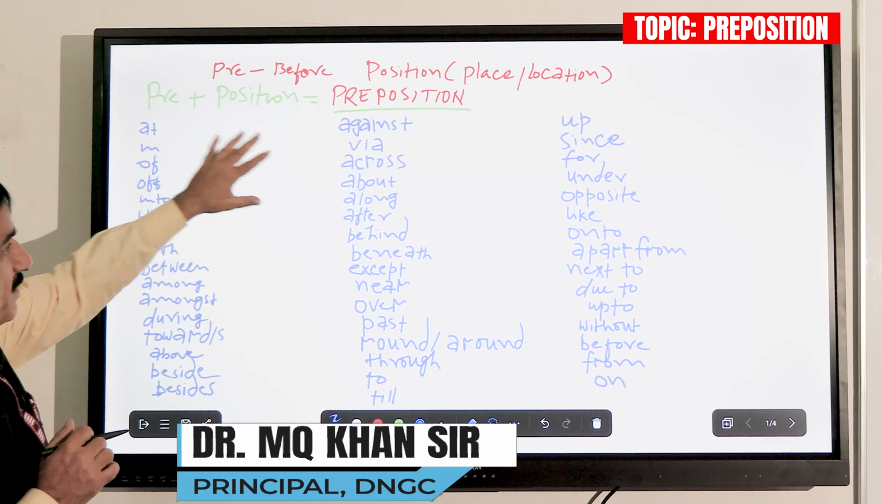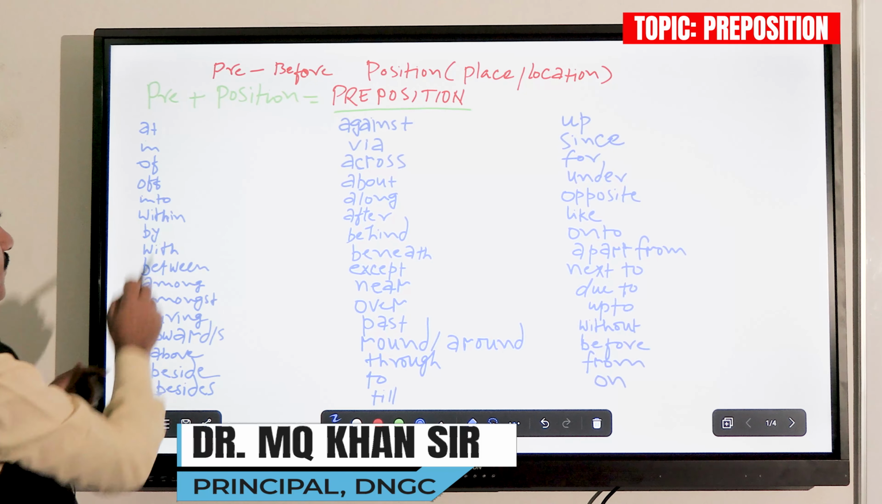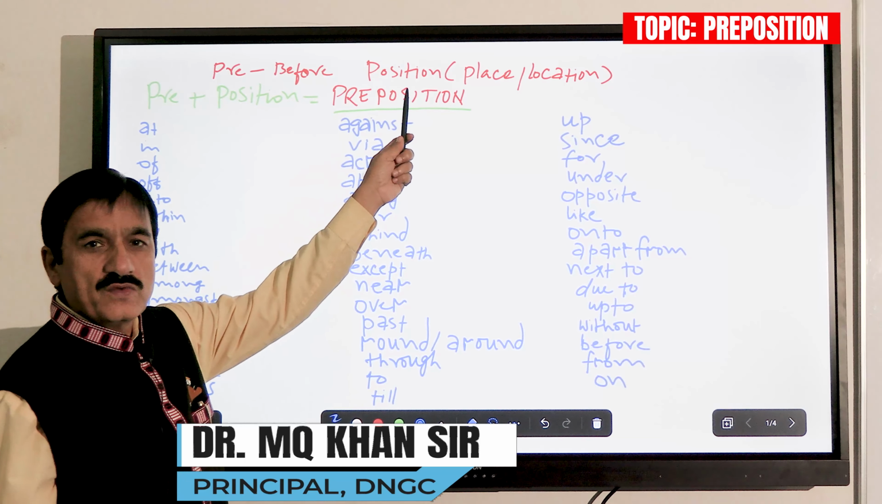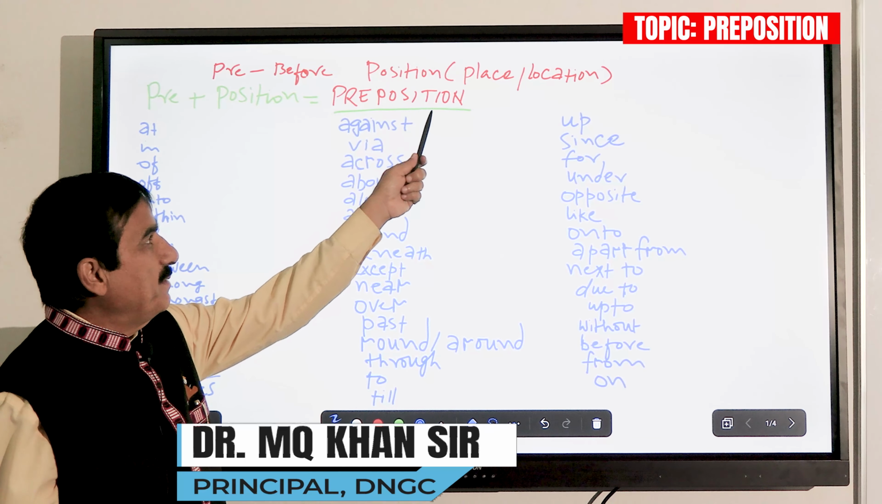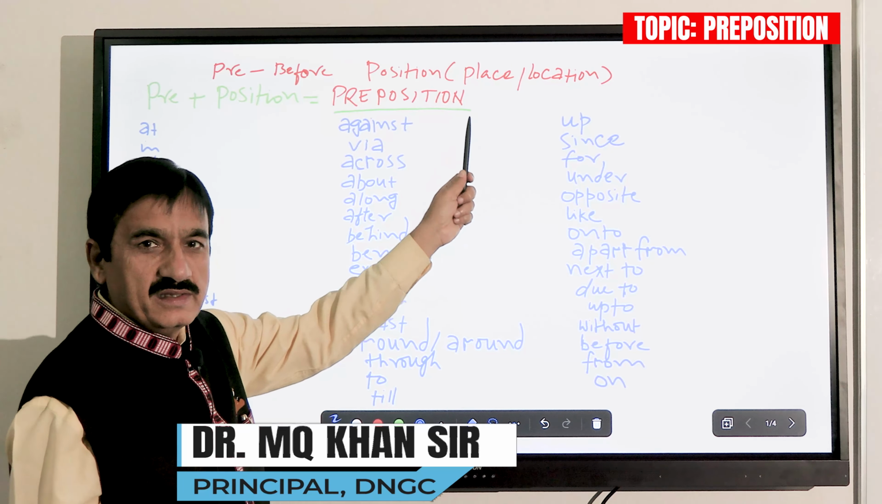So these are the common prepositions. See here, at. How is a preposition used? Once again repeating: a preposition is used to show location, position, place and situation. It comes before a noun or pronoun usually. So for example, say here, at. At as a preposition can be used in different contexts.